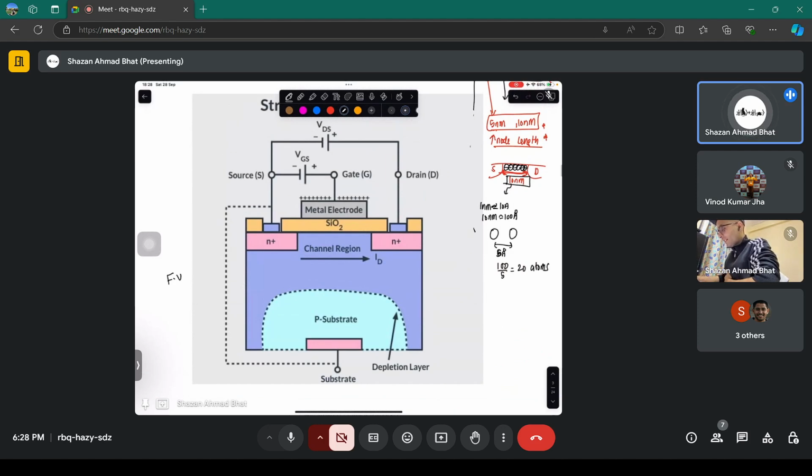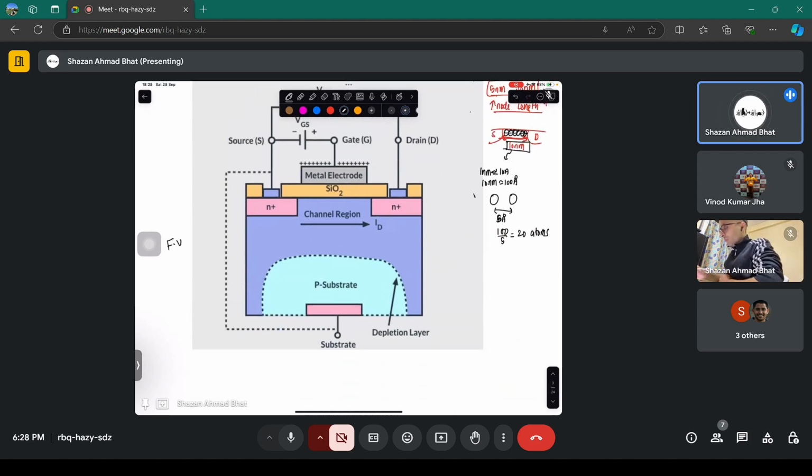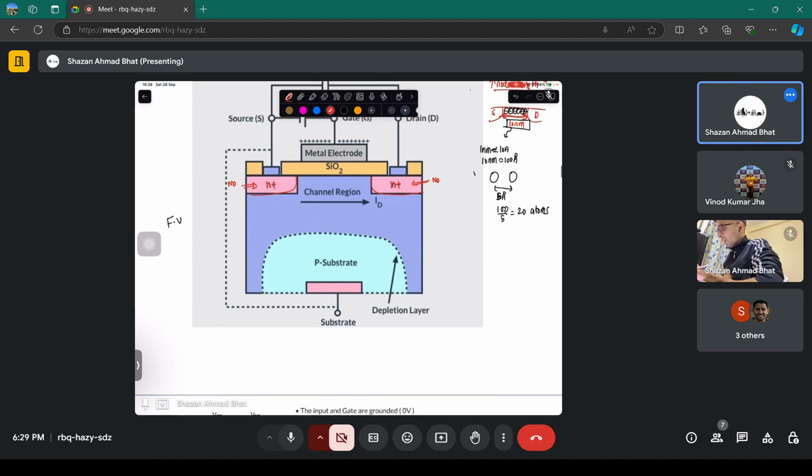Now the first few things to note here. You have these regions, highly doped N plus regions, because you have doped this region with ND. These are called ND highly doped pockets. And you know from your basic p-n junction electrostatics that if this is N plus, this is P region overall. This is the P substrate.